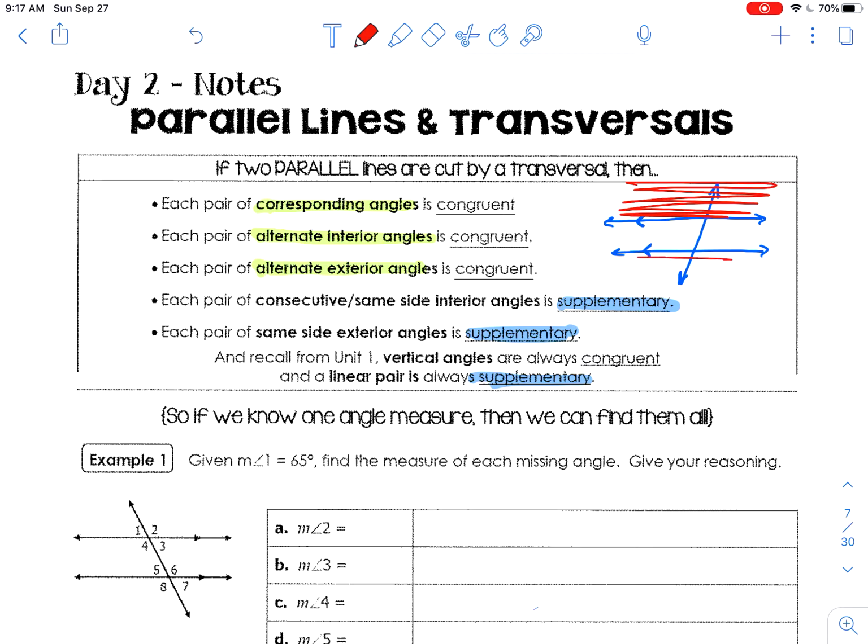Exterior angles are on the outside. So in these two regions, this is exterior of those parallel lines. Okay, and so if I'm looking for alternate exterior, they're going to be on the opposite side of the transversal. Remember, this is the transversal. And you can see how these two angles that I just wrote in black, they're on the alternate sides of that line.